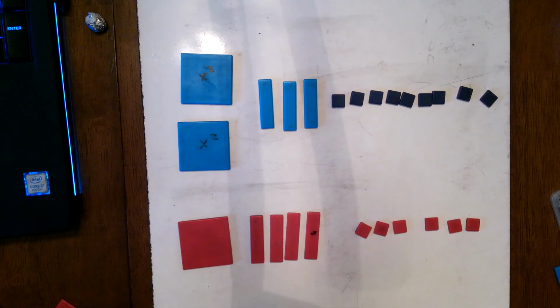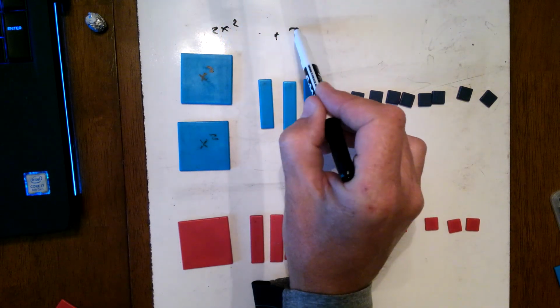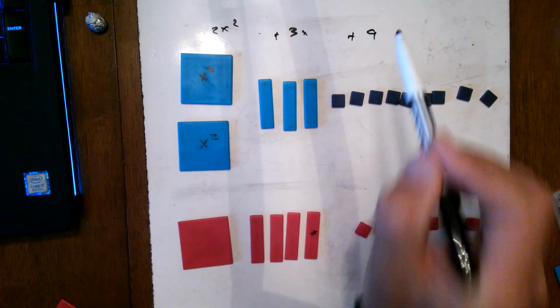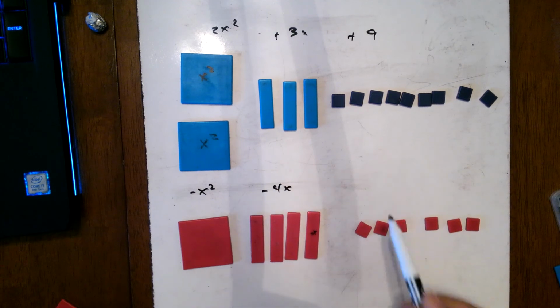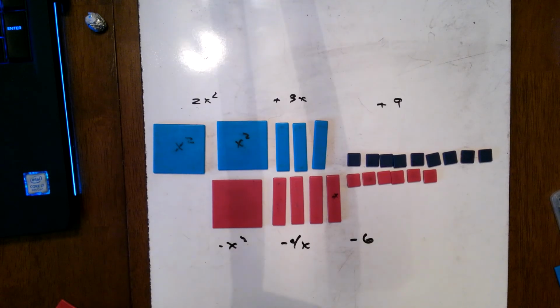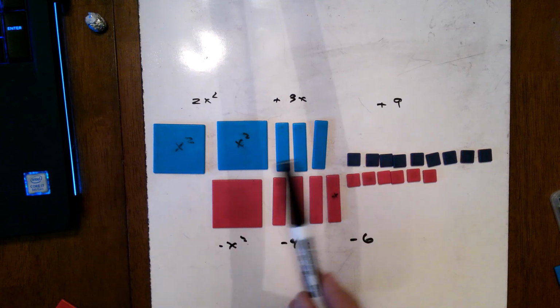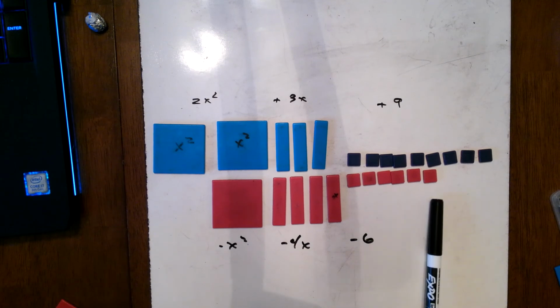tomorrow. This is also one of the problems on page 360, and it's 2x squared plus 3x plus 9, and you're going to add to that negative x squared minus 4x minus 6. I want you to put these together, the like terms, and see what the result is when you add those two trinomials together. Okay, I rearranged it, and I gave you the same problem, 2x squared plus 3x plus 9, minus x squared minus 4x minus 6 on the bottom.